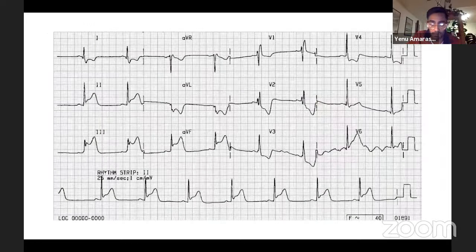So yeah, this is the first pathological ECG. Again, this is lead 2 at the bottom. You have the time given here. So I'll give you guys a few seconds to work this out.